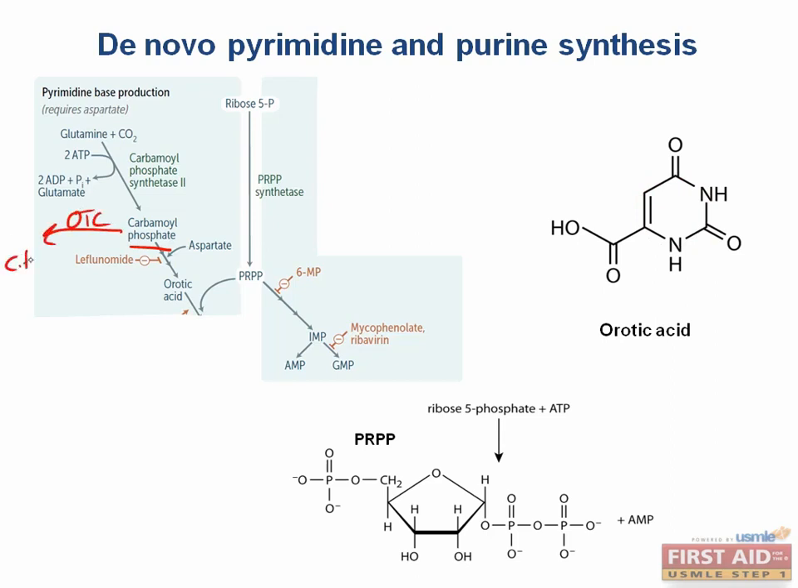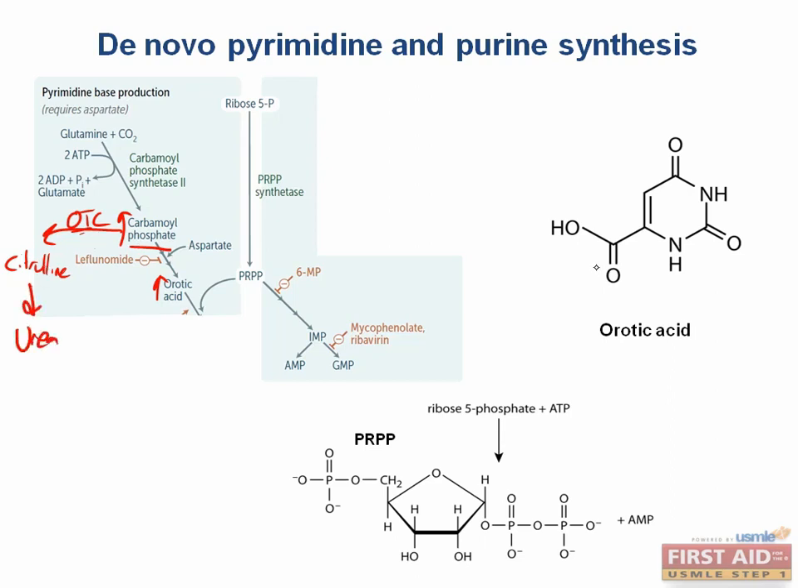The only thing I want to mention about that here is that if someone is deficient in the enzyme ornithine transcarbamylase, or OTC, they'll have a buildup of carbamoyl phosphate, and therefore of orotic acid as well. OTC converts carbamoyl phosphate to citrulline, which then enters the urea cycle.